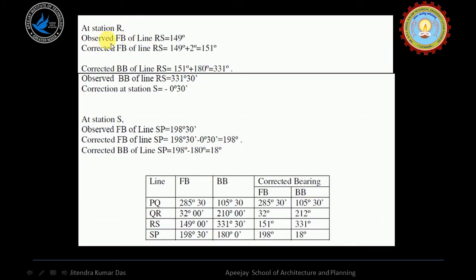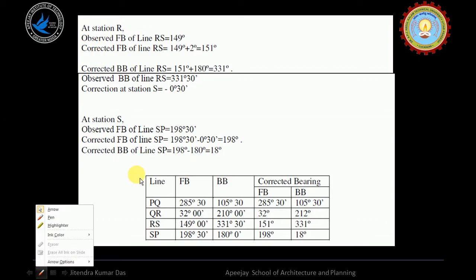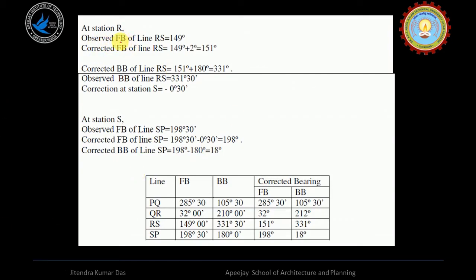Now next. The observed forward bearing of the line is 149. So for correction, you have to add 2 degrees. So actually this is the correct value. So the correct back bearing of line RS will be, you add 180 degrees to it, so you have 331. The observed back bearing of line RS is 331. So the correction at station S is minus 0 degrees 30 minutes.